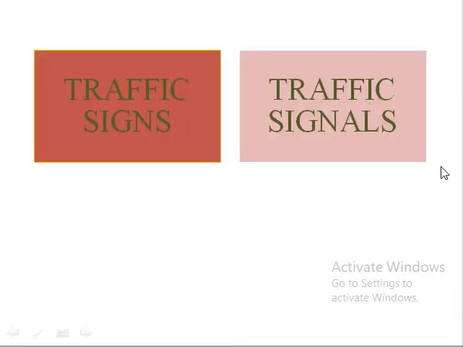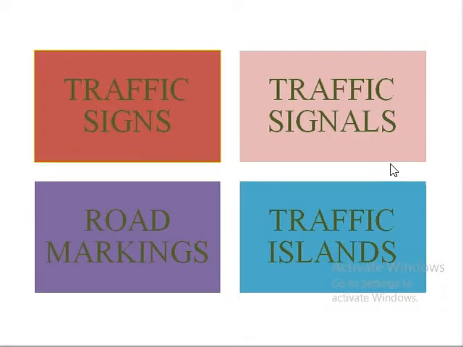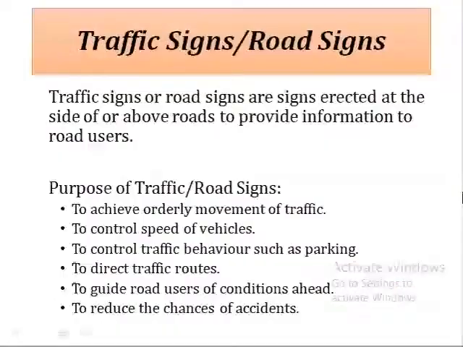Traffic control devices are further subcategorized into four parts. First one is traffic signs, second one is traffic signals, third one is road markings, and fourth one is traffic islands. We'll start with traffic signs. Traffic signs, which are also known as road signs, are signs erected at the side or above roads to provide information to the road users.